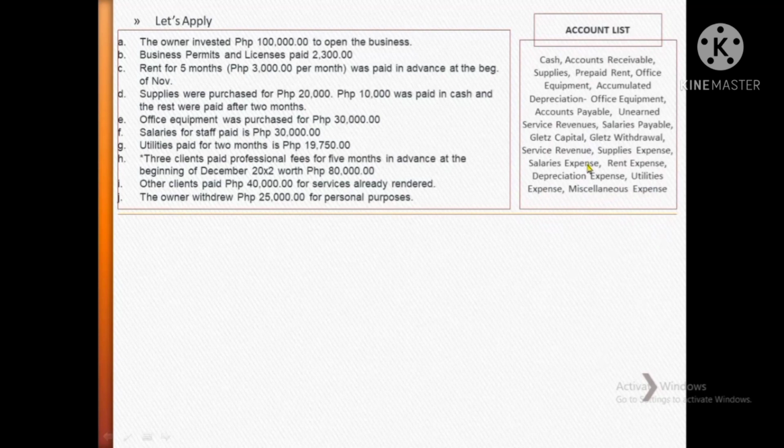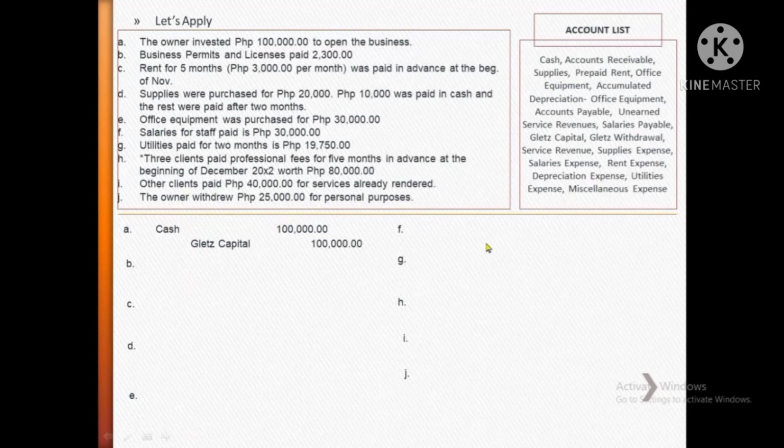Aside from that, we are going to ignore some parts of a complete journal entry. Let's say for example, the date, as well as the explanation, as well as the number sign in order to maximize this space. With that, let's start. So in letter A, since the owner invested 100,000 to open the business, the business received cash, so we are going to debit cash 100,000, and of course we're going to credit Gletz capital 100,000. Reminder again, you cannot use any account title which is not listed on this account list.